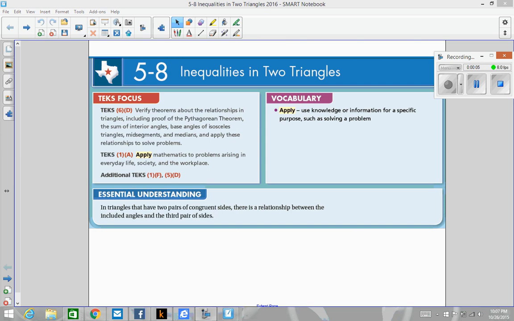Today we're going to talk about inequalities in two triangles. So if you would please go ahead and copy down the essential question and the title of this unit. We're going to be looking at triangles that have two pairs of congruent sides. There's a relationship between the included angle and the third pair of sides.